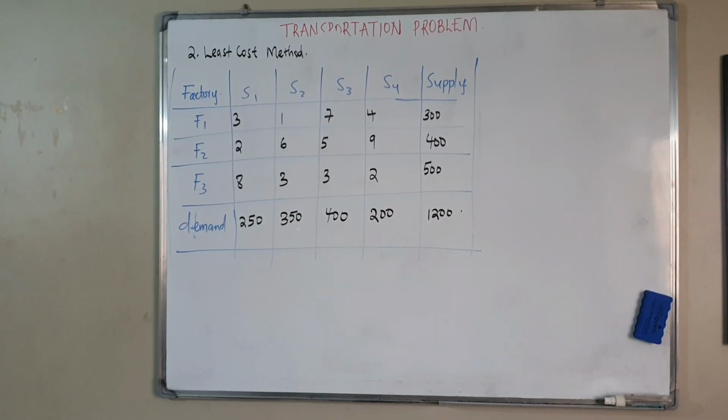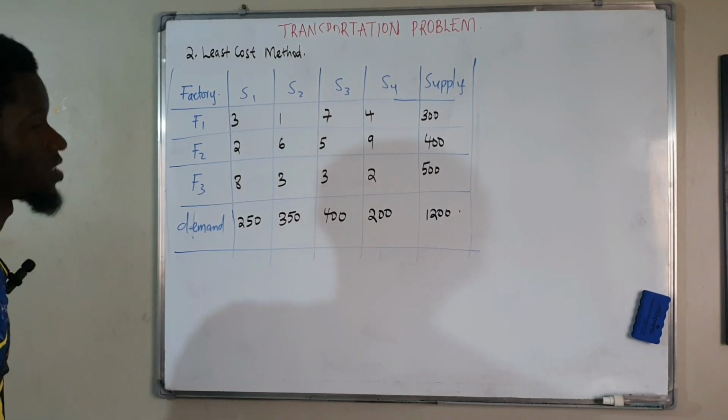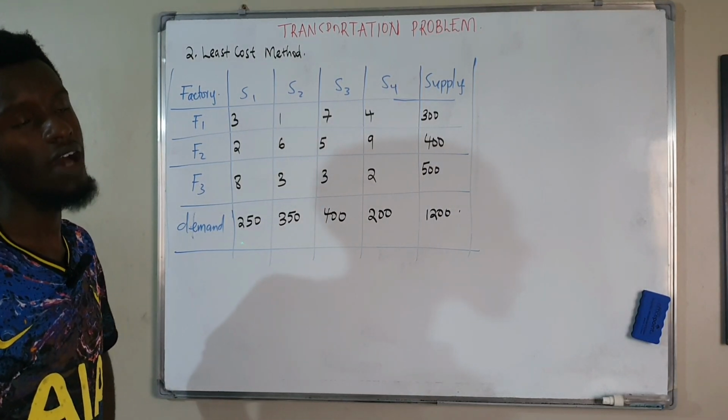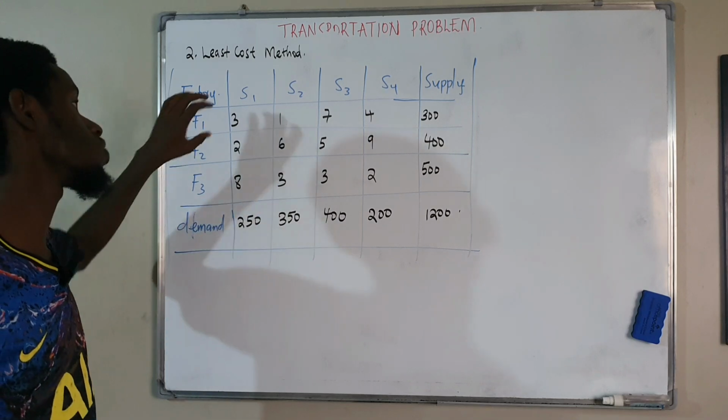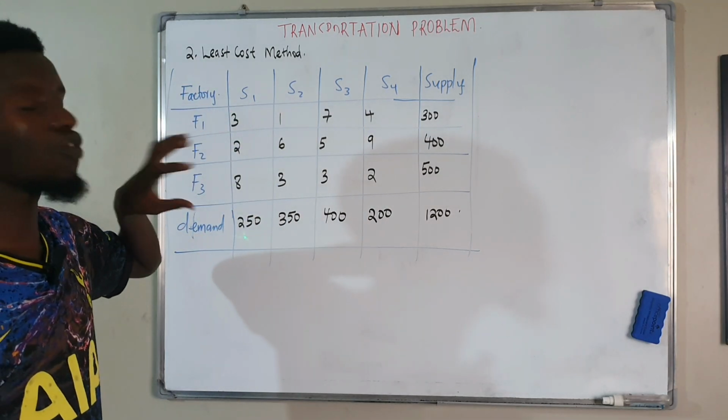Yes, members, let us continue to see our transportation problem now using the least cost method. Now the difference between the northwest corner, have you seen that in the northwest corner we are looking at the northwest corner box, and then we start from there. Now for this method, we shall always look for the least cost.